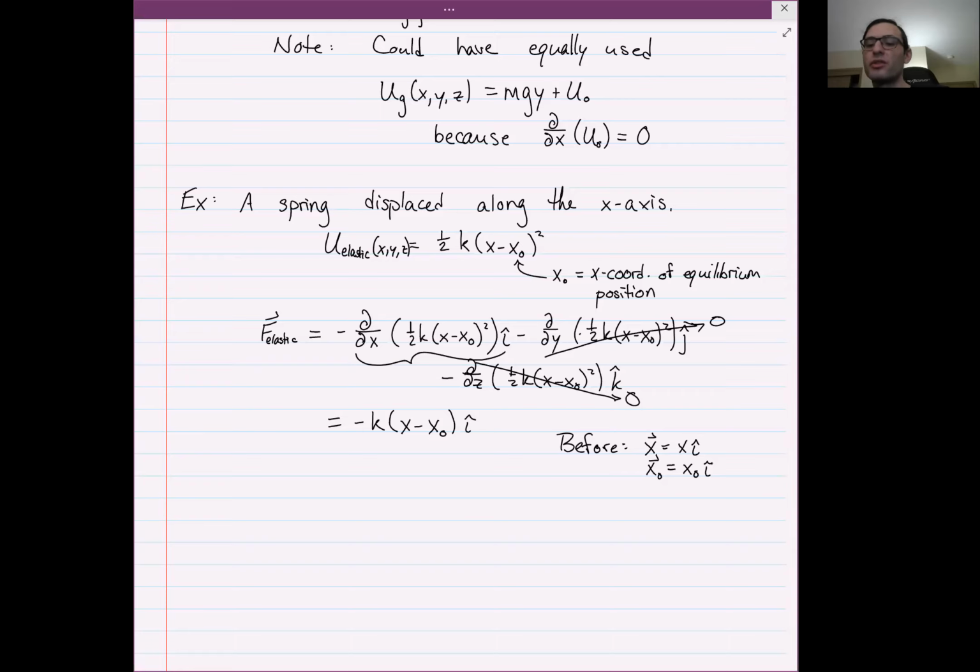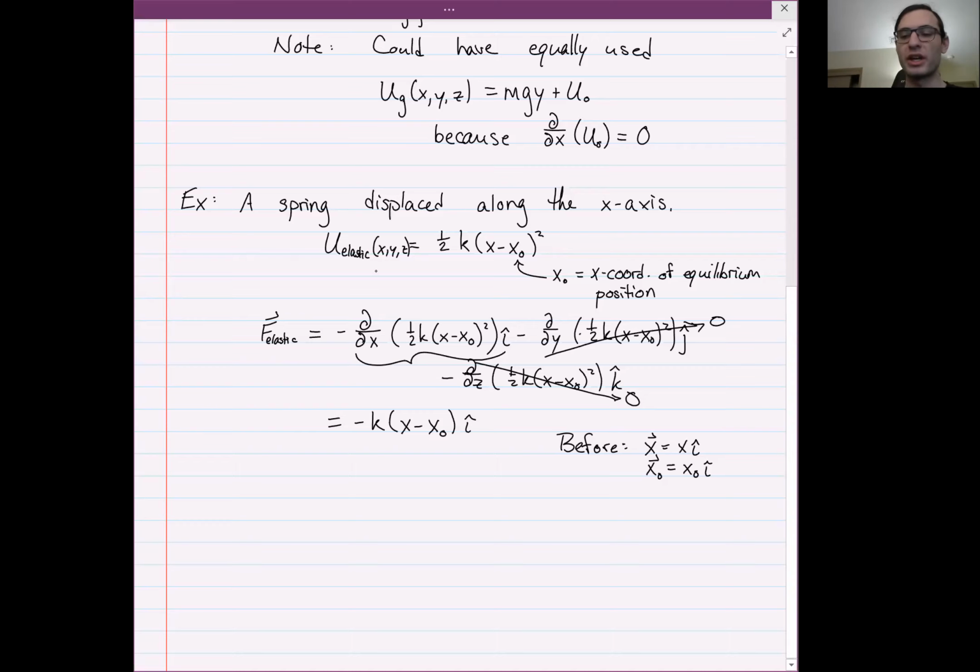So in general, you only have to worry about the partial derivatives when the function actually depends on those variables. Yeah, I mean, it is just the gradient. It's the negative gradient of U elastic. That's true. Yes, U elastic is the potential energy function.